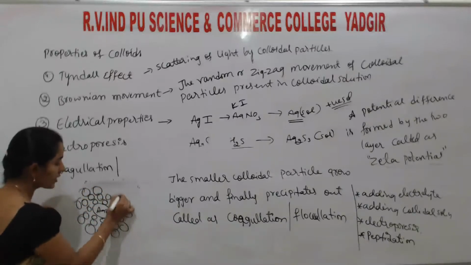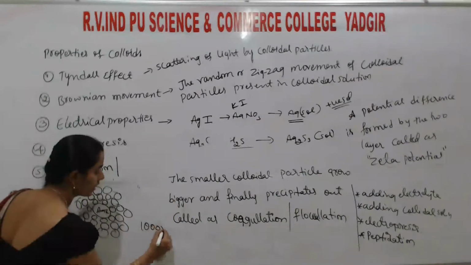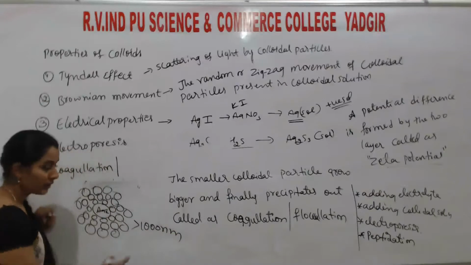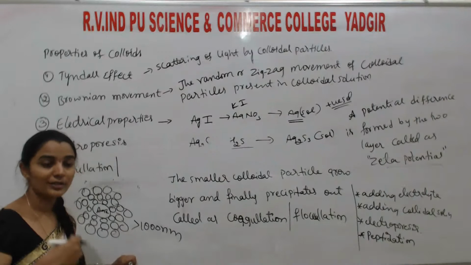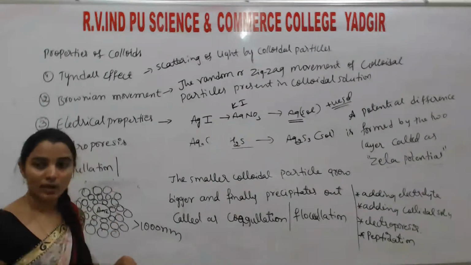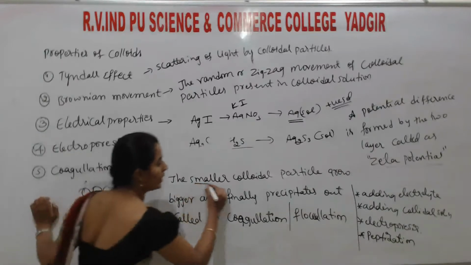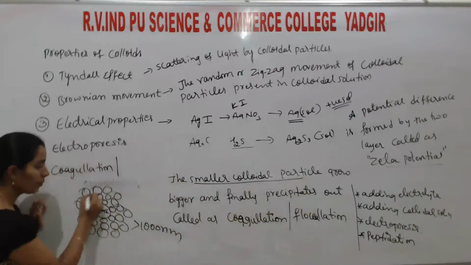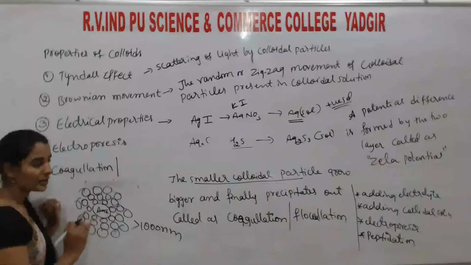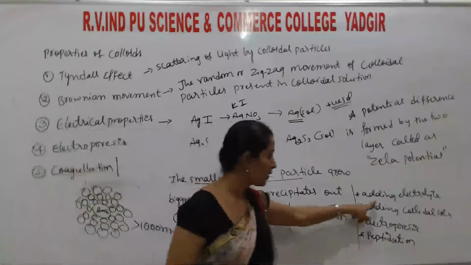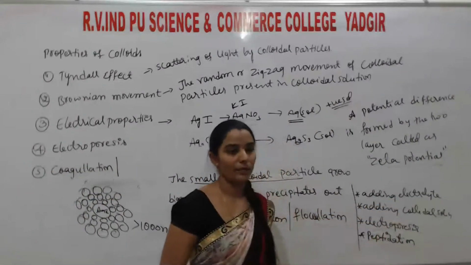Then what happens to the size here? Size goes on increasing. When the size becomes greater than 1000 nanometer, then this is converted into a suspension. Means the size of the particle is more, then it precipitates out. That is what this coagulation is. This is the smaller colloidal particle grows bigger and bigger and bigger, and then finally precipitates out. That is called coagulation. That is done by adding electrolyte, adding colloidal solution, electrophoresis and peptidization.